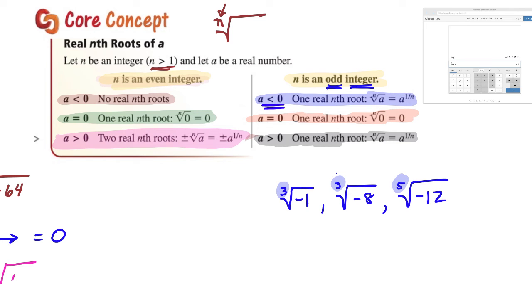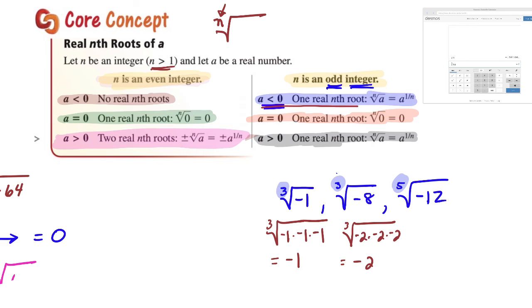We can actually type these things into our calculator, or we can just figure them out. So, for example, the cube root of -1, since I can write -1 as -1 times -1 times -1, what's multiplied together 3 times? -1. Cube root of -8 can be written as -2 times -2 times -2, so it can be done. It's just equal to -2. For -12, I can't write it as 2 times 2 times 2, because that doesn't equal 12. I can't do 3 times 3 times 3, but it does say up here that that is possible. You can take an odd root, 5th root in this case, of a negative number.